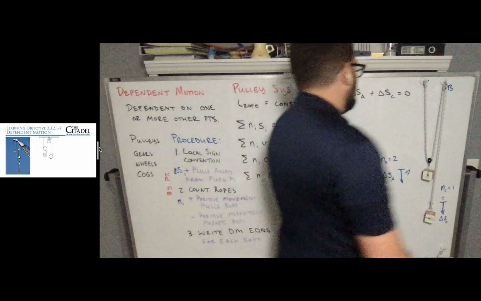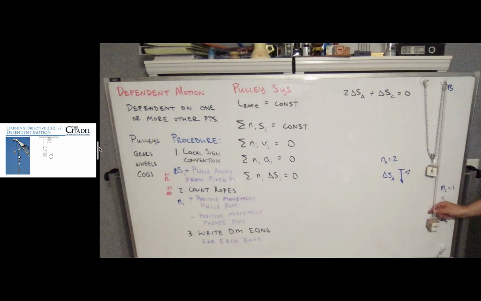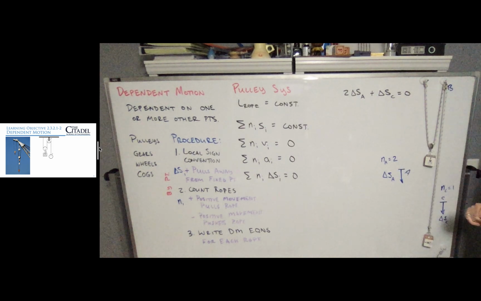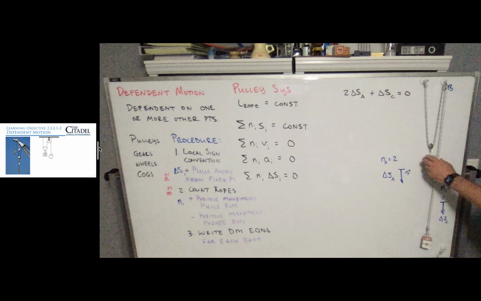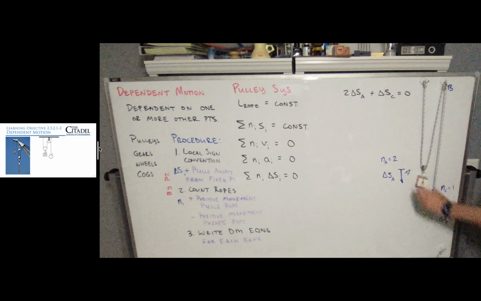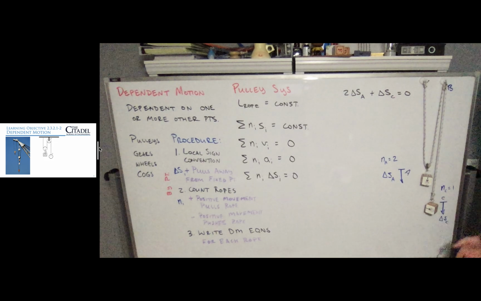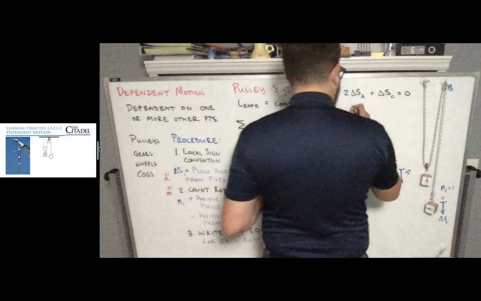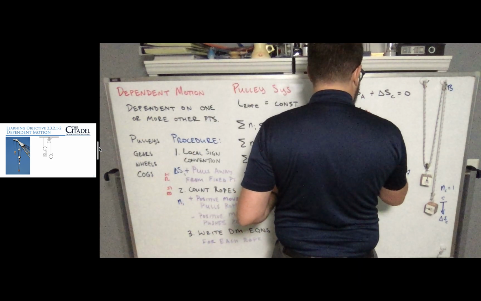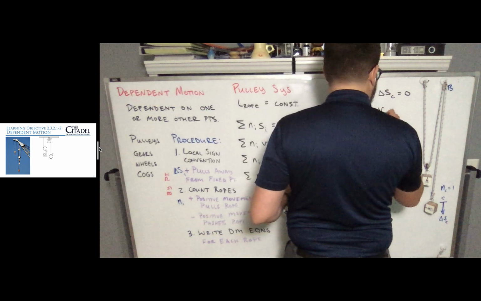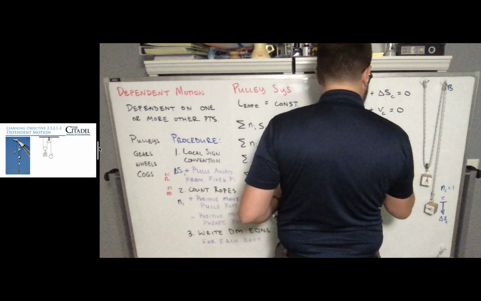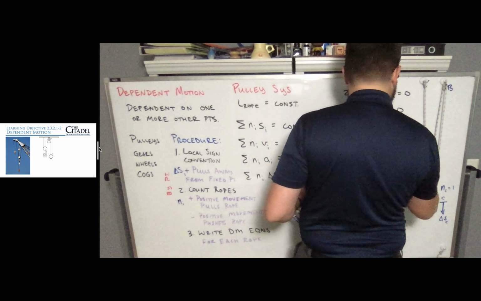So the idea is that if I pull in the positive direction on delta SC, that I'm going to get a negative motion of half that delta SA, so that when you add this all together, you get 0. Hopefully that equation makes sense to you. Okay, and then we can just repeat the process for velocity and acceleration. So 2 velocity at A plus the velocity at C equal to 0, and 2 acceleration at A plus the acceleration at C is equal to 0.